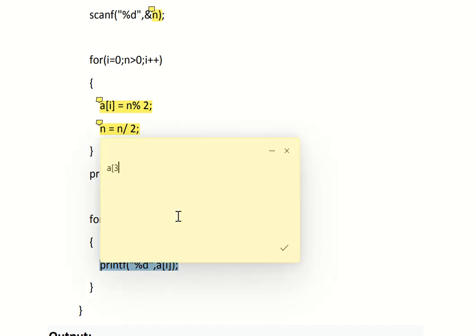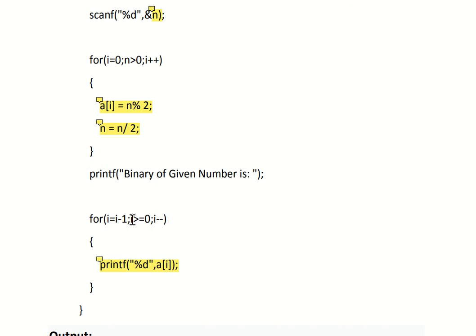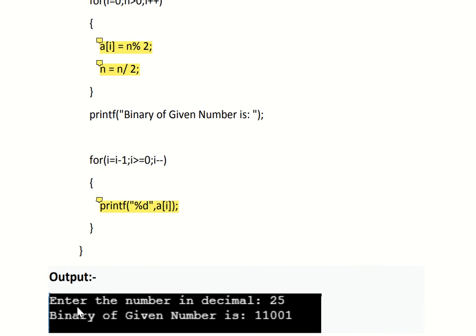First of all, it will check for a of 3, then a of 2, then a of 1 also, and then a of 0 also, because here the condition is greater than equal to. Okay, once the condition is false, it will come out of this for loop, and then void main function bracket also we will close, and this is the output.